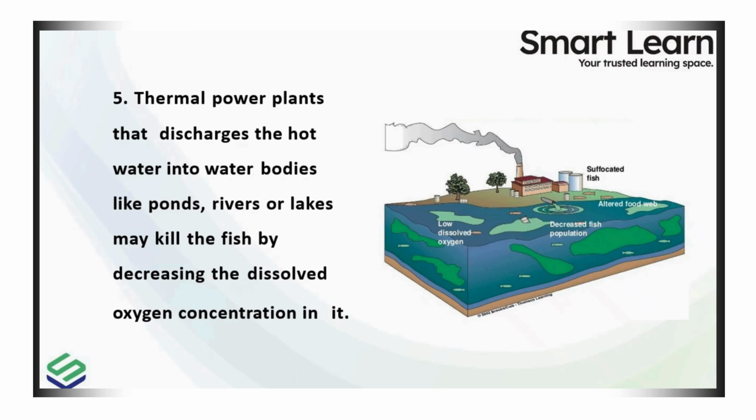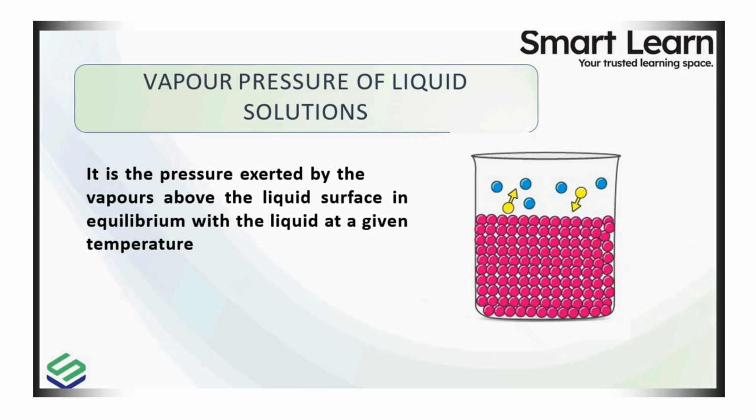Next one, thermal pollution. Sometimes a thermal power plant releases hot water into rivers or lakes. The hot water decreases the solubility of oxygen in water. As a result, the oxygen level decreases and fish and aquatic organisms may die.